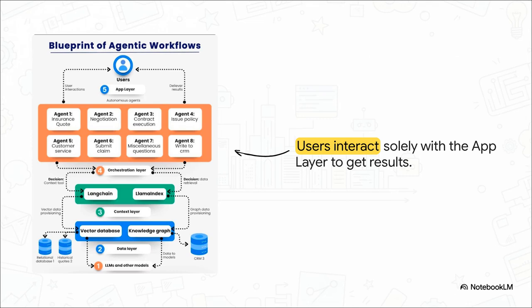Now, what's really fascinating here is the interaction loop at the very top. The user only ever interacts with this app layer. They send in their request and receive their delivered results entirely shielded from the complex orchestration, the framework routing, and the data retrieval happening down in the engine room. From the user's perspective, the experience is effortless and practically instantaneous. It completely obscures the massive, structured computational effort occurring across the 4 layers below them.